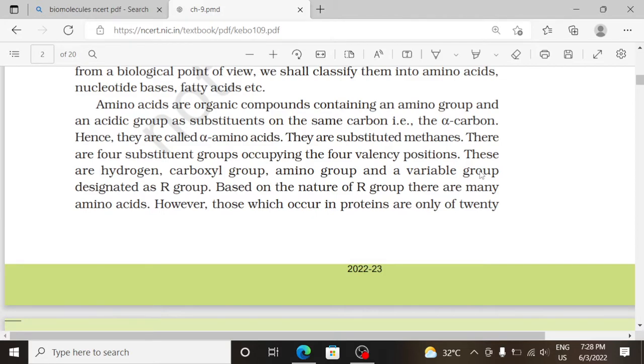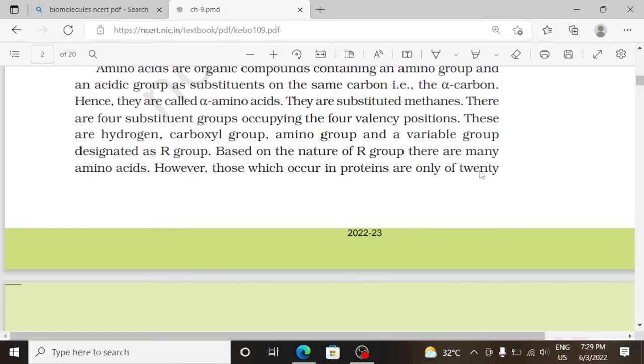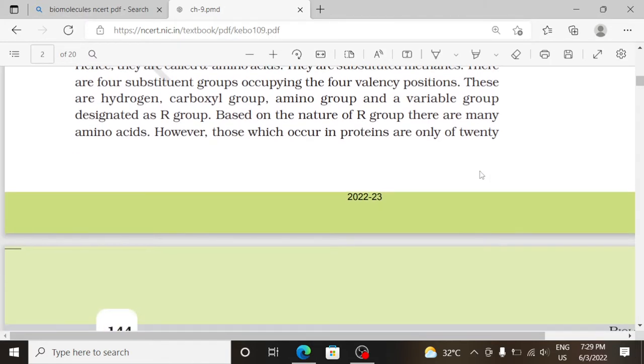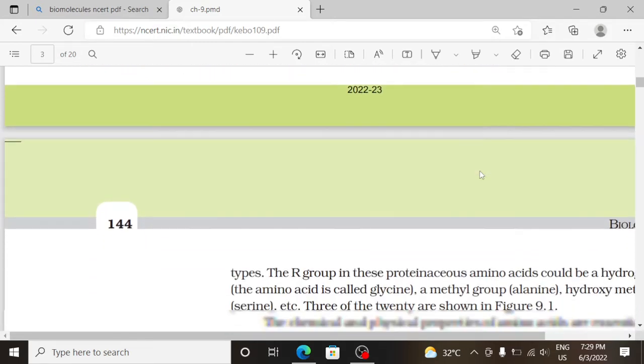Amino acids are organic compounds containing an amino group and an acidic group as substituents on the same carbon, that is the alpha carbon. Hence they are called alpha amino acids. They are substituted methanes. There are 4 substituent groups occupying the 4 valency positions. These are hydrogen, carboxyl group, amino group and a variable group, designated as R group. Based on the nature of the R group, there are many amino acids. However, those which occur in proteins are only of 20 types.